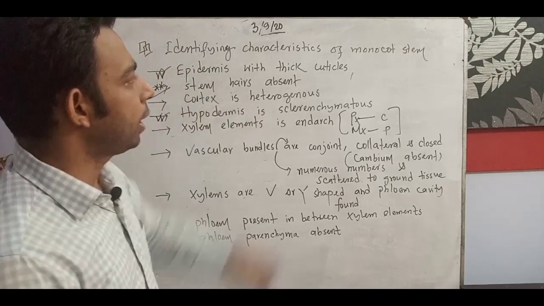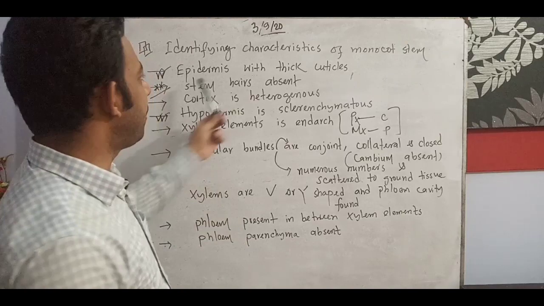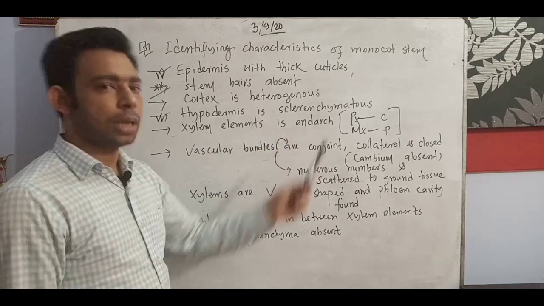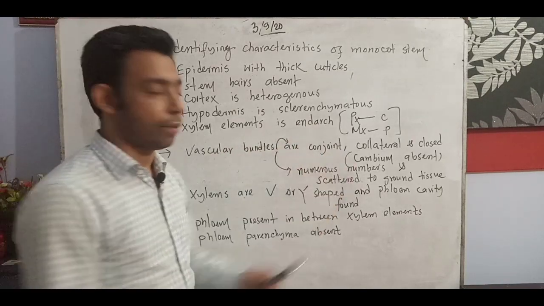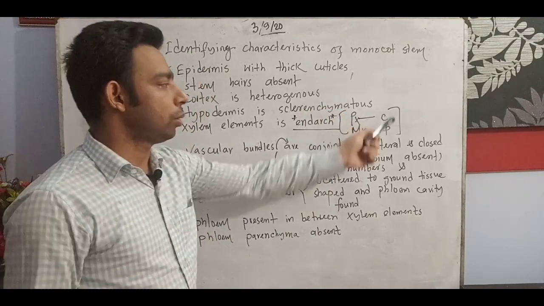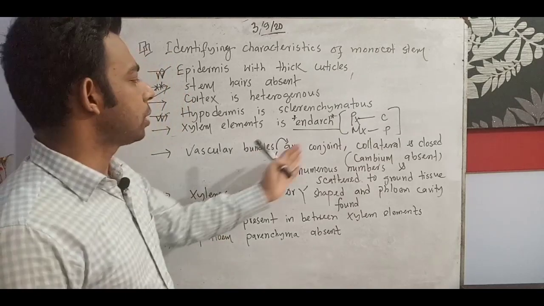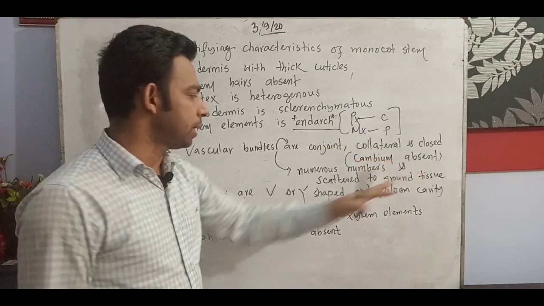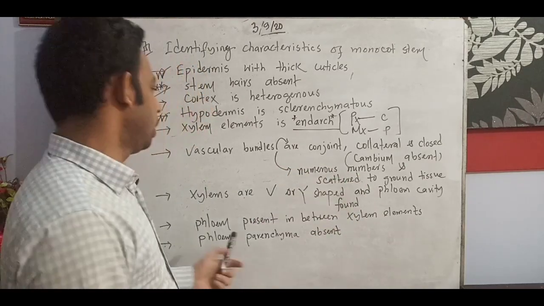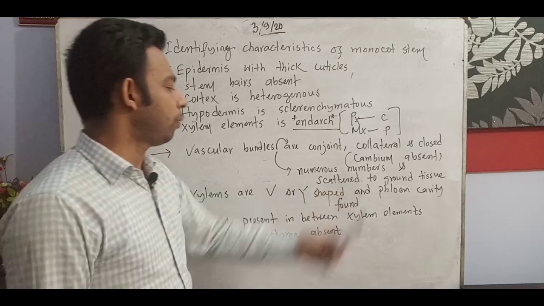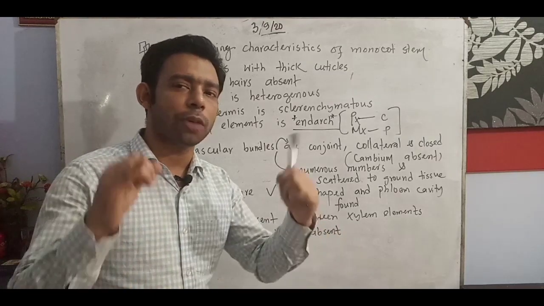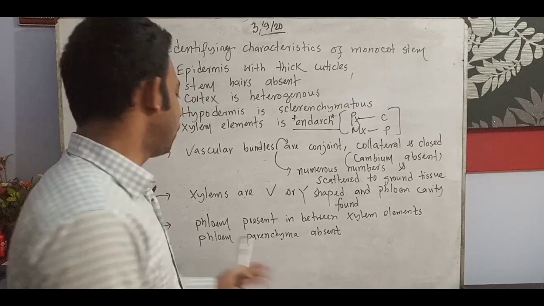So these are the identifying characteristics of monocot stem. Epidermis with thick cuticles, stem hair absent, cortex heterogeneous, hypodermis sclerenchymatous, xylem elements endarch, very important for medical admission tests also. Protoxylem to the center, metaxylem to the periphery. Vascular bundles conjoined, collateral and closed, where cambium is absent. Numerous vascular bundles scattered in the ground tissues. Xylems are V or Y shaped, phloem cavity is found, phloem is present in between the xylem elements, and phloem parenchyma is absent.